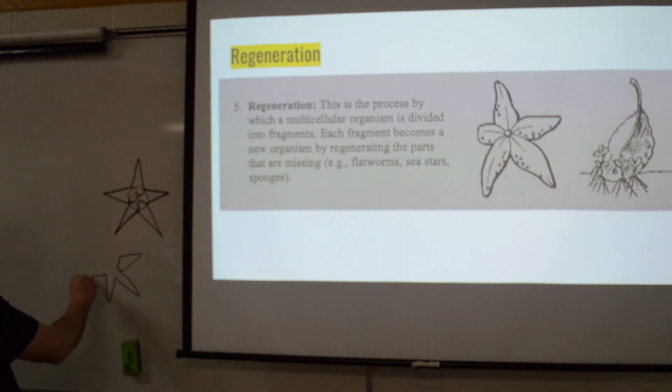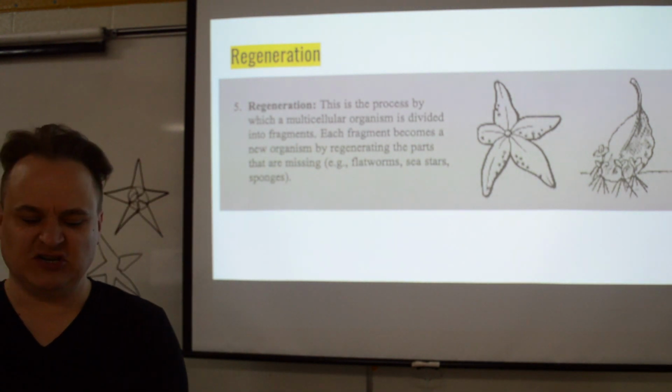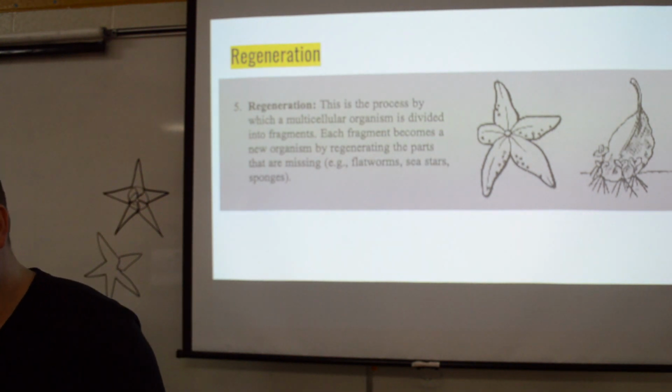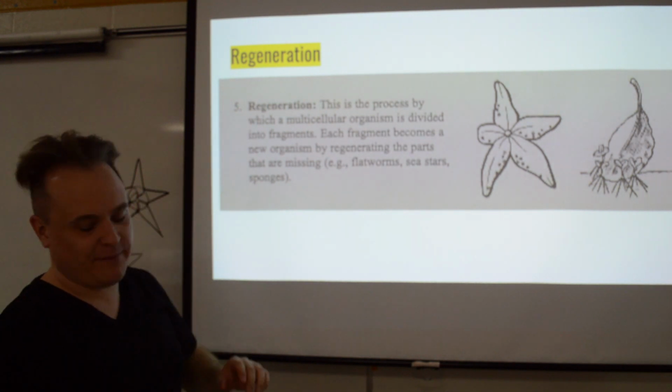it would grow a whole new starfish from it. So you can make 5 starfish. So if you're at the beach and you hate the starfish, don't take them and rip them up, because the next day you'll have 5 times as many. So regeneration is just when you take a part and each fragment grows into its own.